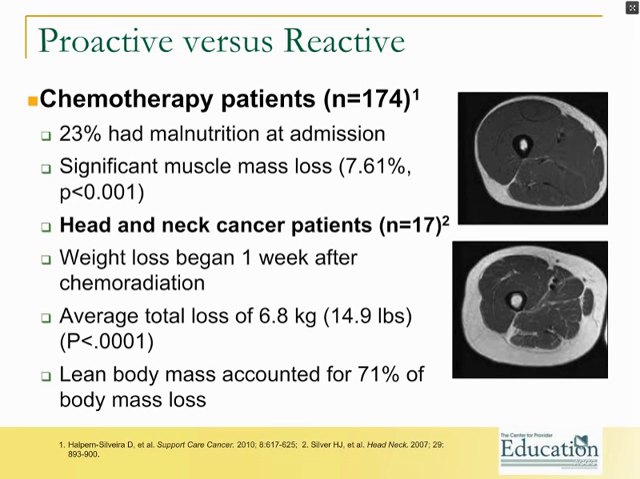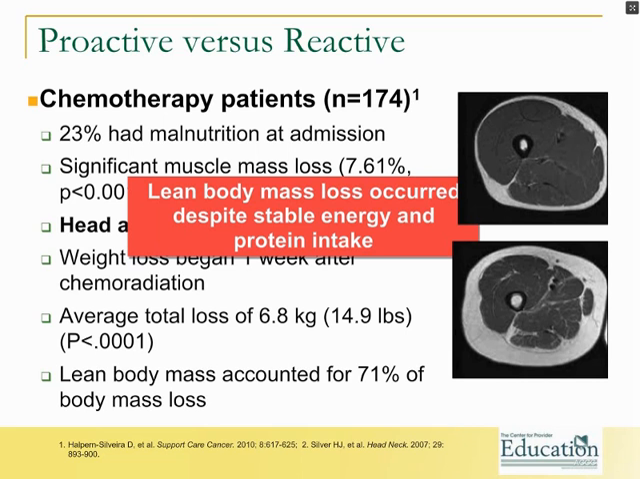You can see that the average total loss was 6.8 kilograms. Now, that is significant, and yet it's relatively low weight loss given a lot of cancer patients. But you can see by the picture, the MRI images, that there has been a profound change in body composition. And in fact, this occurred, as I said, even with a stable energy and protein intake.